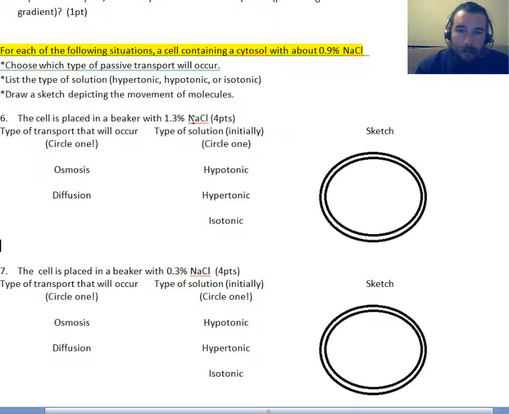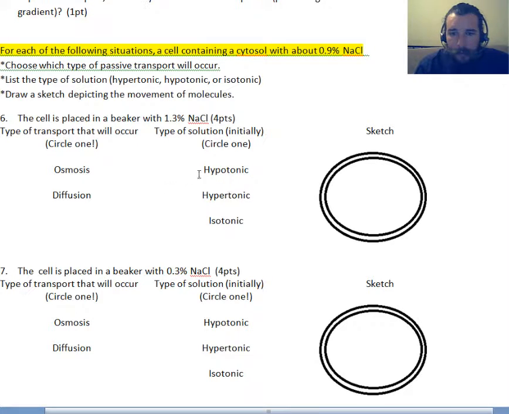So the first one, cells placed in a beaker with 1.3% NaCl. That's table salt. So NaCl, can that go through the membrane? Yes or no? The answer is no. So are we going to do plan A, diffusion, or plan B, osmosis? That's right, we're going to do osmosis. Salt cannot go through, so osmosis will happen instead.